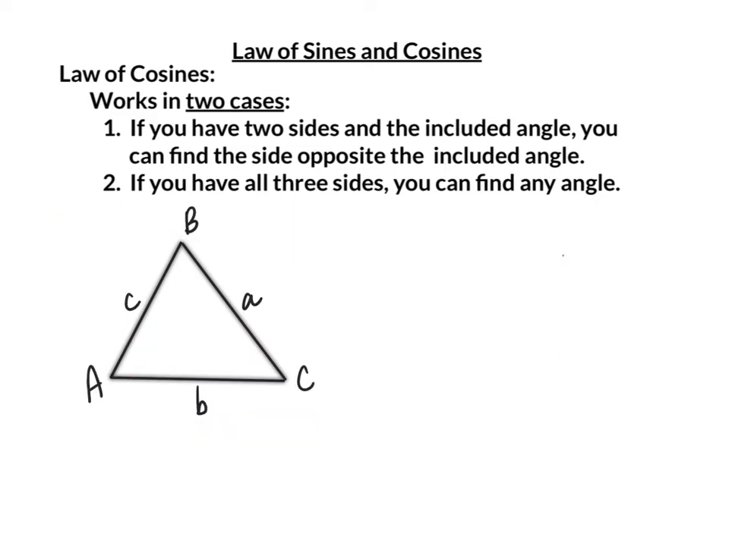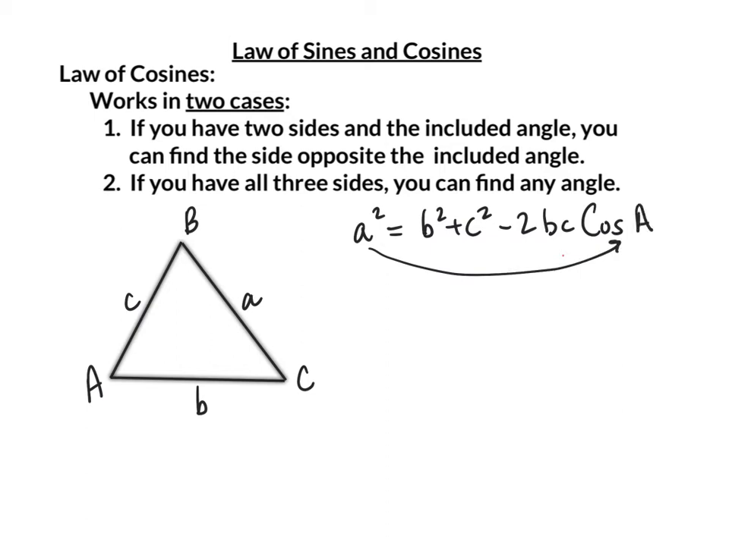The law of cosines says that a squared equals b squared plus c squared. That looks kind of familiar, doesn't it? That will help you remember it. Minus 2bc times the cosine of the angle opposite, which in this case is A.